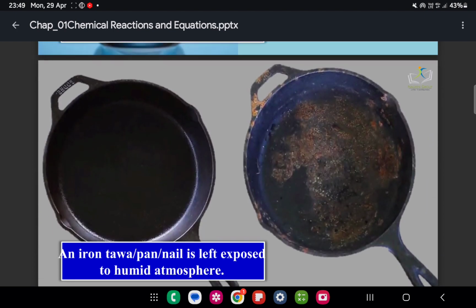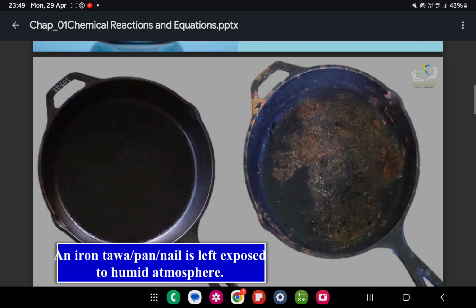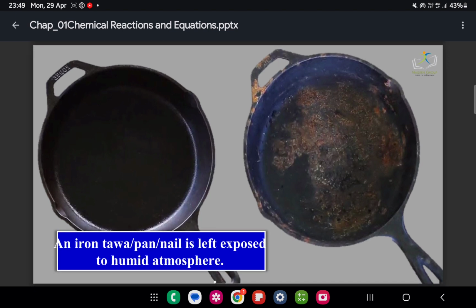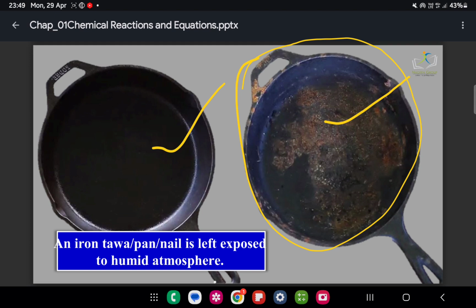Then, an iron tawa or pan or iron nail is left exposed to a humid atmosphere. It is exposed to some moisture, and it will change like this. You can see in the first diagram and the second picture that it has been rusted. We call it rust. Only iron can make rust. So this is the change where the metal reacts with moisture.